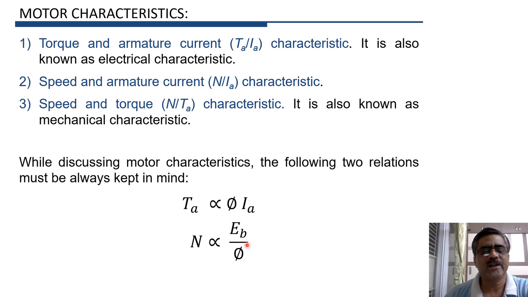And you know that EB is equal to V minus IaRa. And N is inversely proportional to flux. So as flux increases, speed decreases. Now we will see these three characteristics for different types of DC motors, that is for DC shunt, DC series and DC compound motors.